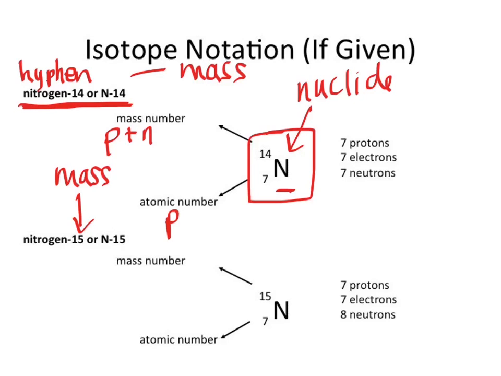You have nitrogen. You have the two nitrogen equation, two nitrogen things, and it says mass, and the mass goes to the 14. This 14, this number after the name, after the hyphen, is the mass. Okay, so that is the mass.